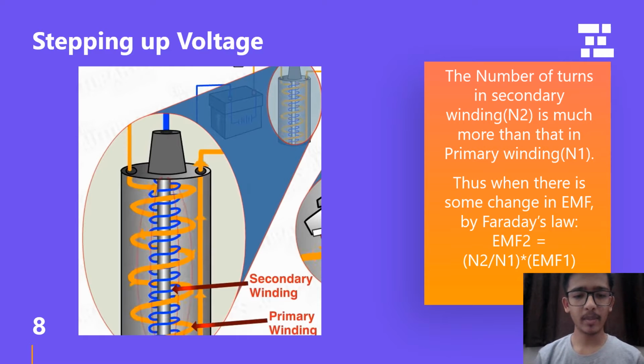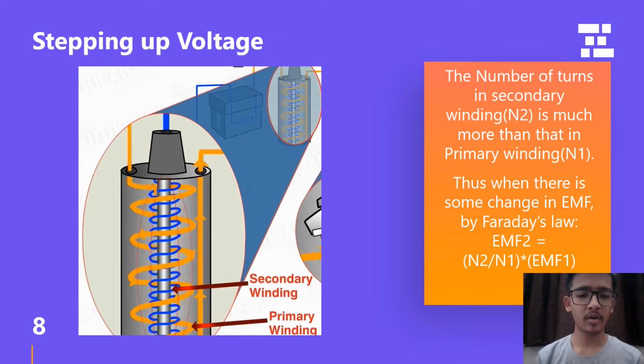So the second part is stepping up the voltage. As we will see in the next slide, the flux through both of the coils changes rapidly. Thus there is a d phi by dt, which is the change of flux per small change in time. And by Faraday's law, we already know that the EMF across any coil is minus d phi by dt, and the phi, which is the flux, is directly proportional to the number of turns in the coil. As we can see in the diagram, the secondary winding has many more turns when compared to the primary winding.